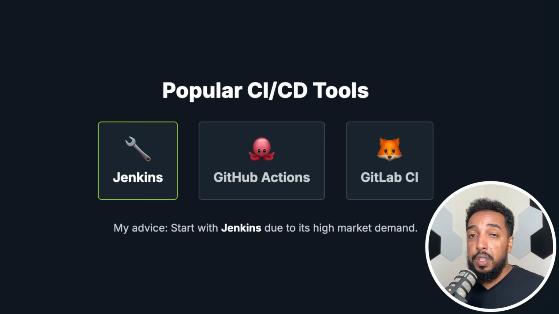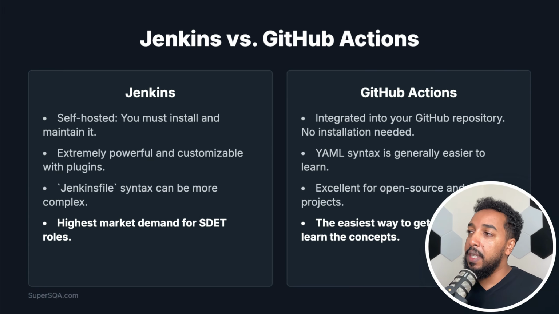I did a little research and Jenkins is still the top dog. It's one of the oldest ones, but companies still use Jenkins a lot. So I would start with learning Jenkins. There's a difference between Jenkins and GitHub Actions. I don't have GitLab here, it's a different one. I want you to start with Jenkins and go to GitHub Actions.